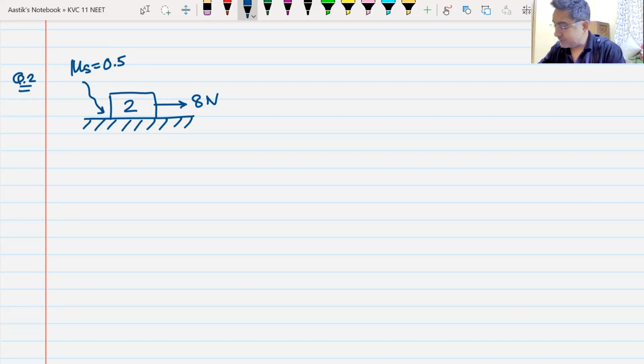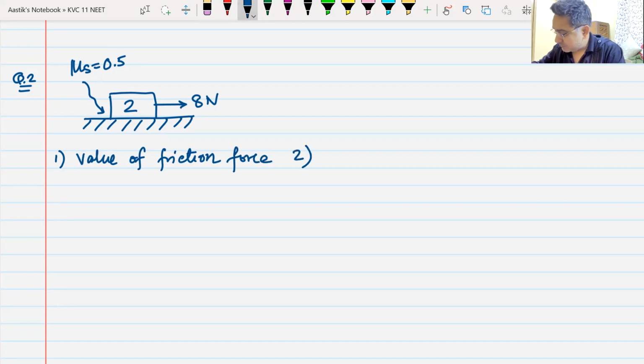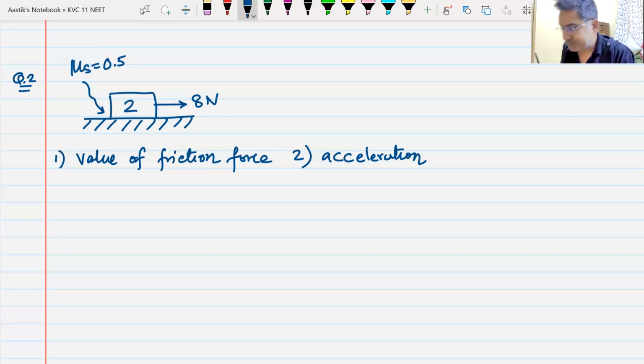This is the next problem. And the condition is given. You have to find out, number one, the value of friction. It is not given whether the friction is static or kinetic. So you have to find out the value of friction force. Number two, you have to find out the acceleration of the body. I'll give you 1 minute to do this.